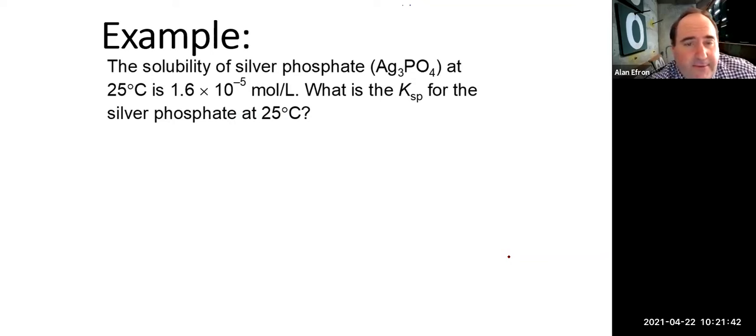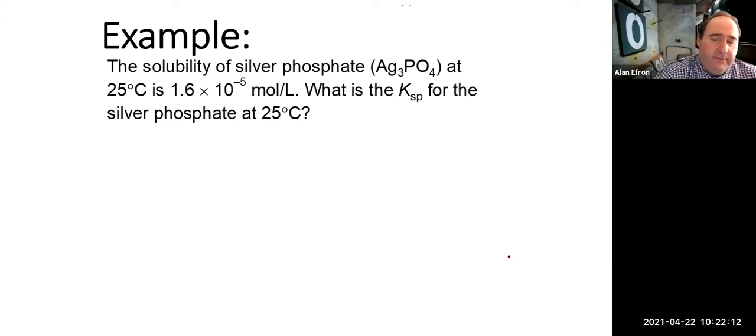So let's start with this one, which is the solubility of silver phosphate at 25 degrees is 1.6 times 10 to the minus 5 moles per liter. We want to know really what is the Ksp value. So I'm going to be honest with you, you probably don't actually need to do an ice table on this one, but I'm going to show you what the ice table looks like so that, again, hopefully you'll better understand the calculation part of it, but also help you when you do need to do an ice table.